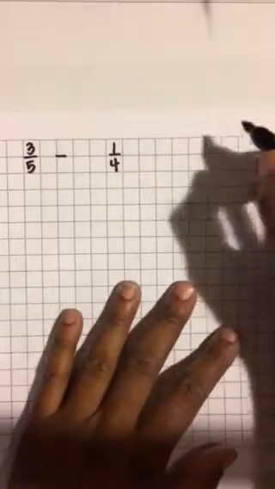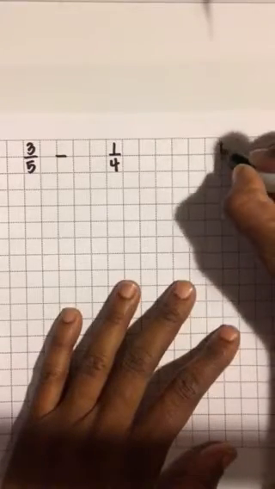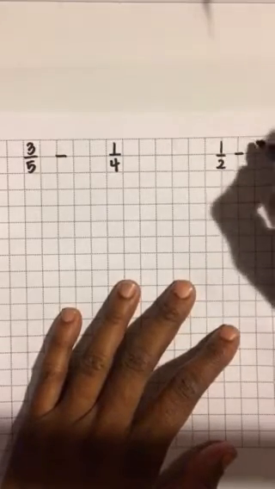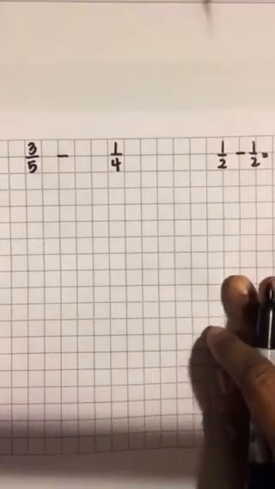3/5 minus 1/4. First thing I'm going to do is estimate. 3/5 is about 1/2. 1/4 is also about 1/2. 1/2 minus 1/2 is nothing. So my difference should be about nothing.